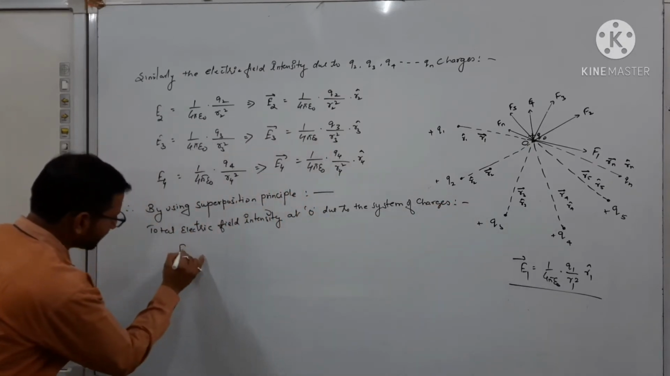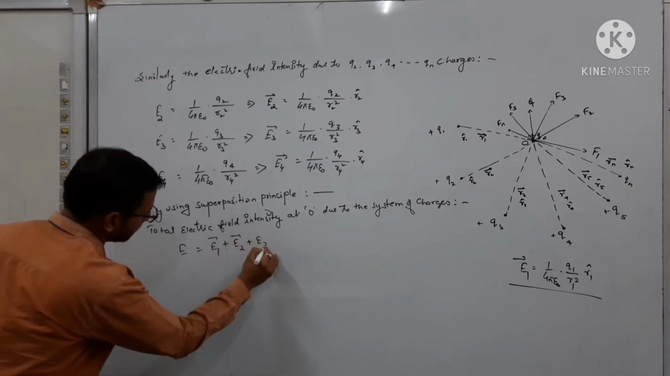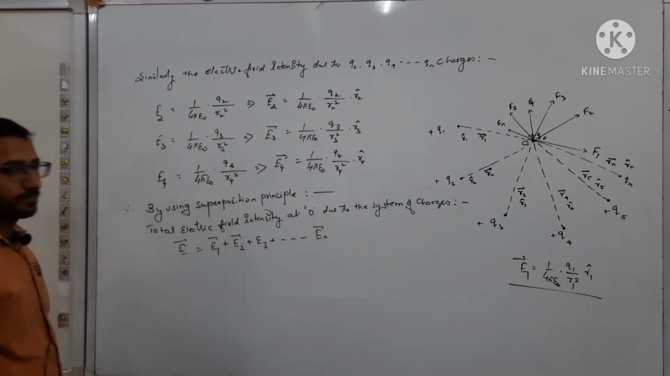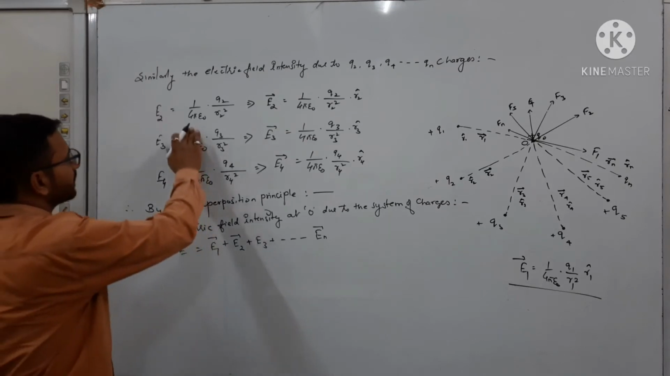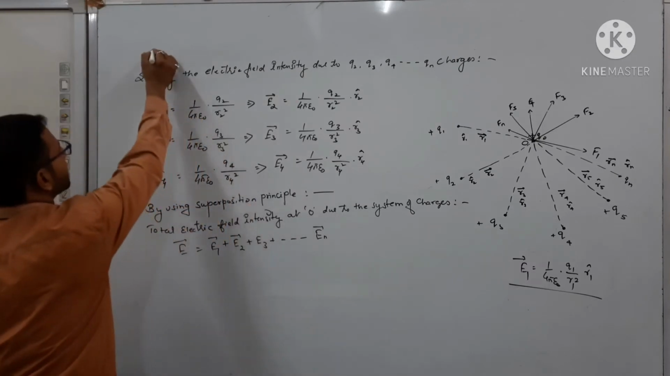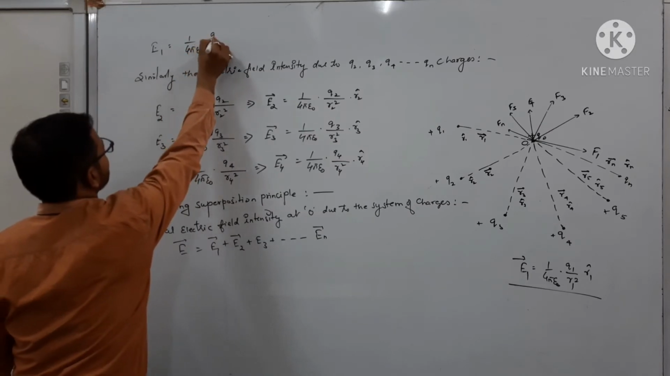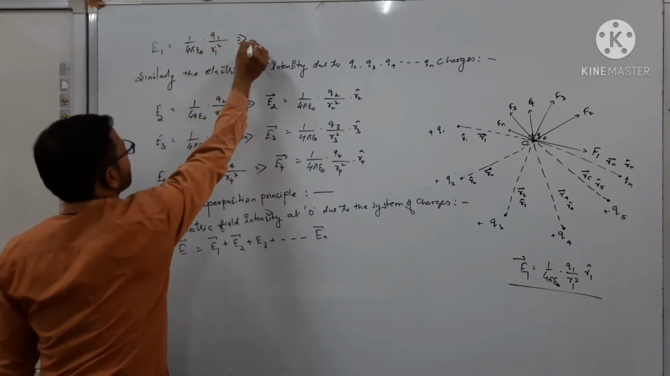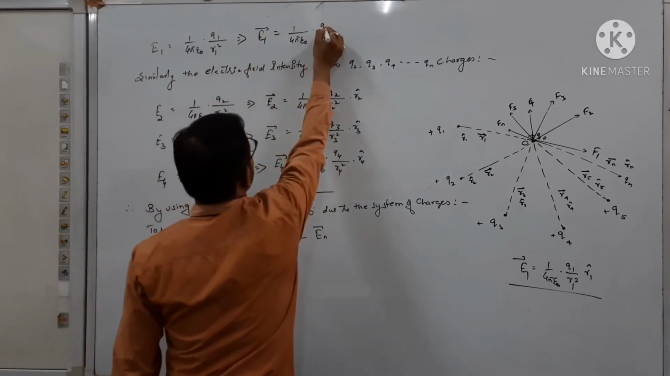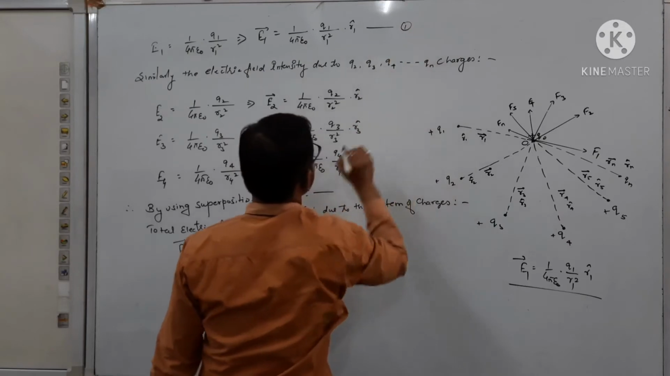What it will be is equal to E1 vector, E2 vector, E3 vector, dot dot dot, En vector, if we are writing in vector form. And listen, one thing: as I have written E2 in this way, you can write E1 also. In the previous page you can write E1 in this way also, 1 over 4 pi epsilon naught Q1 by R1 square, and its vector form is equal to 1 over 4 pi epsilon naught Q1 by R1 square with R1 cap. This is your first equation.